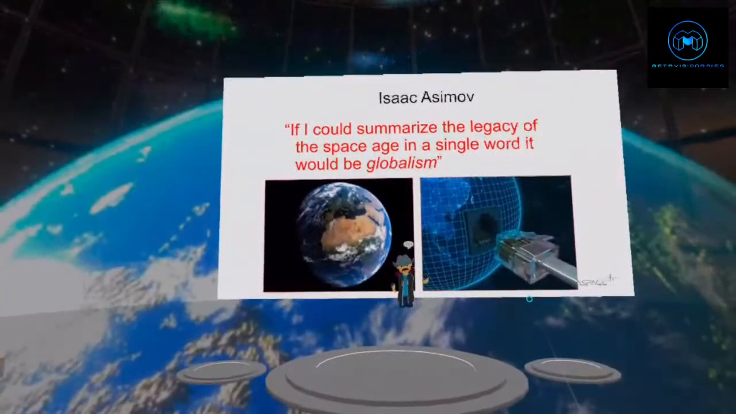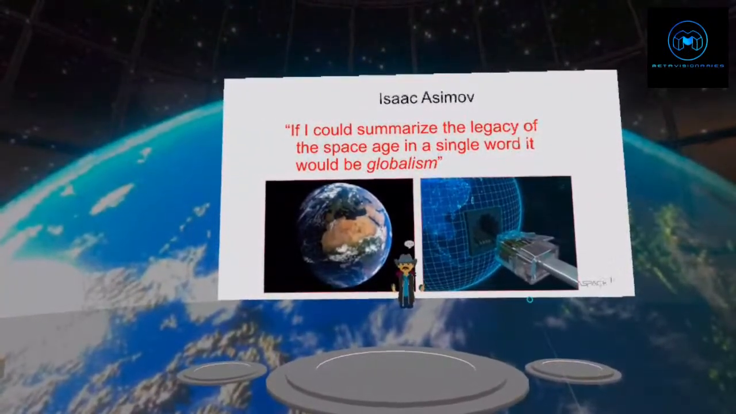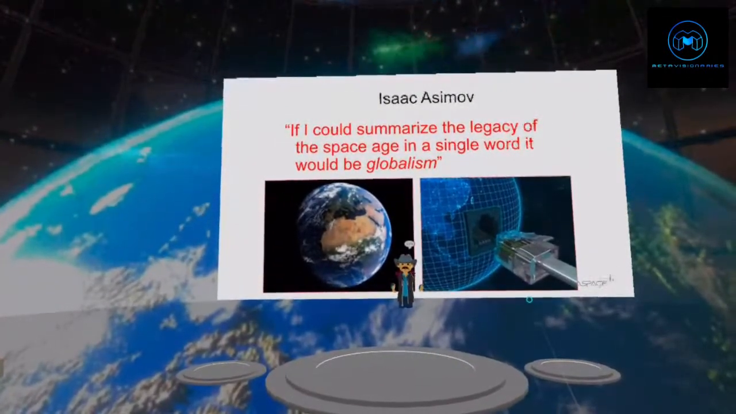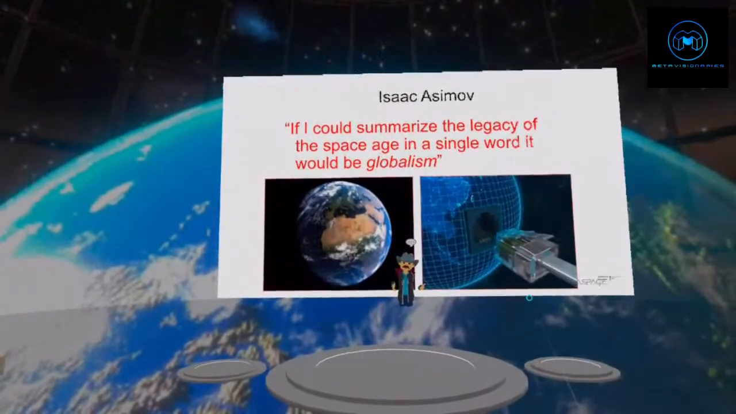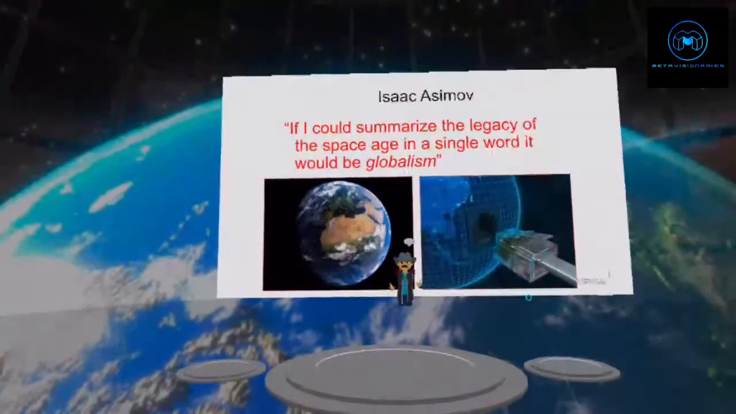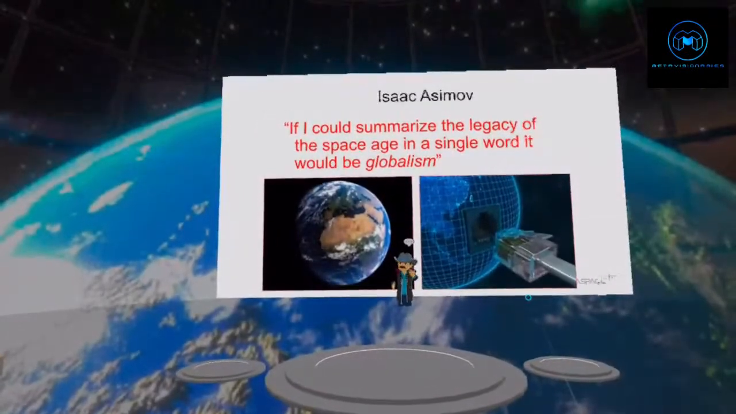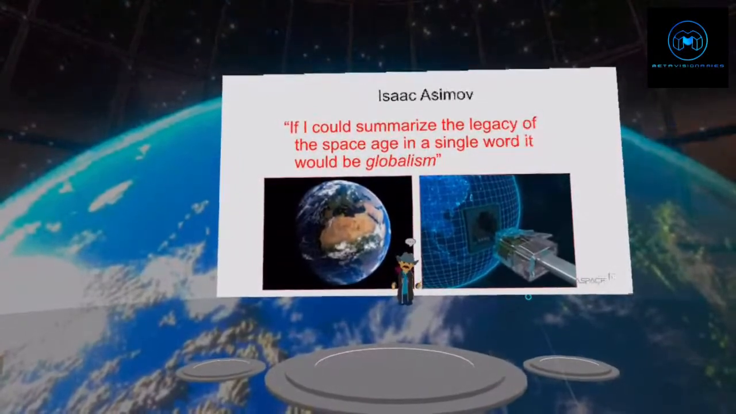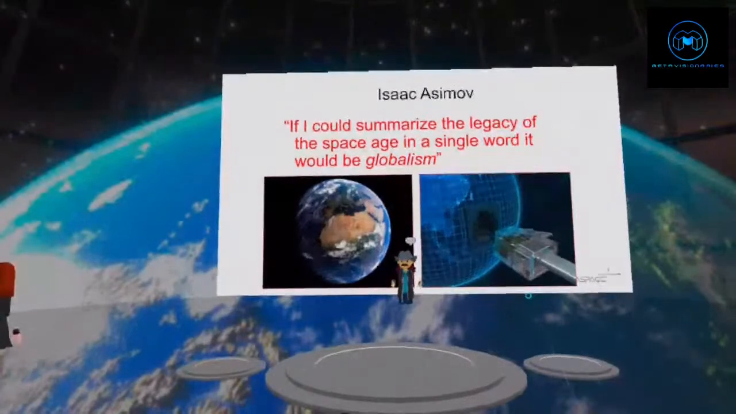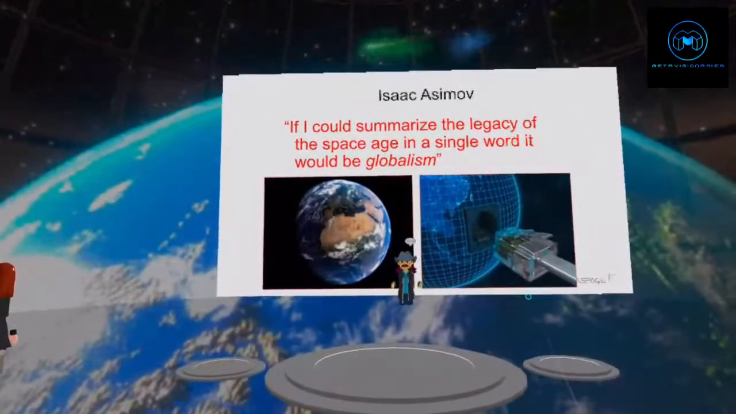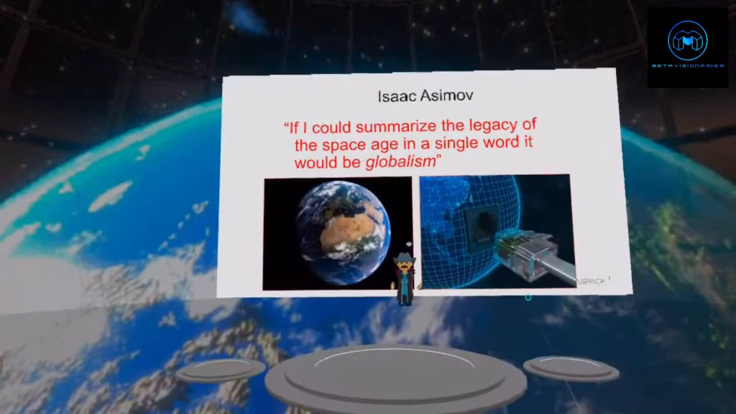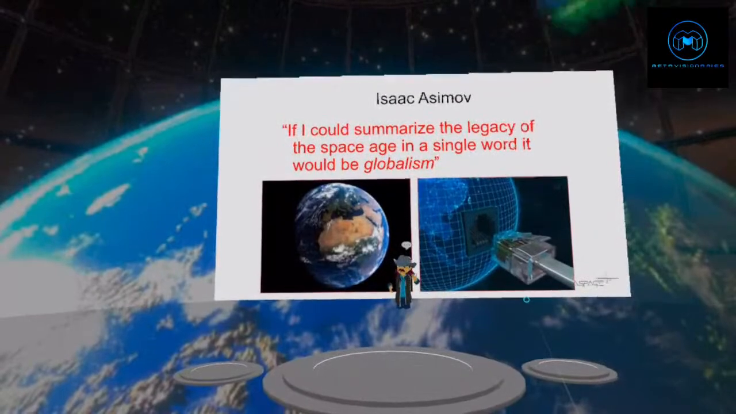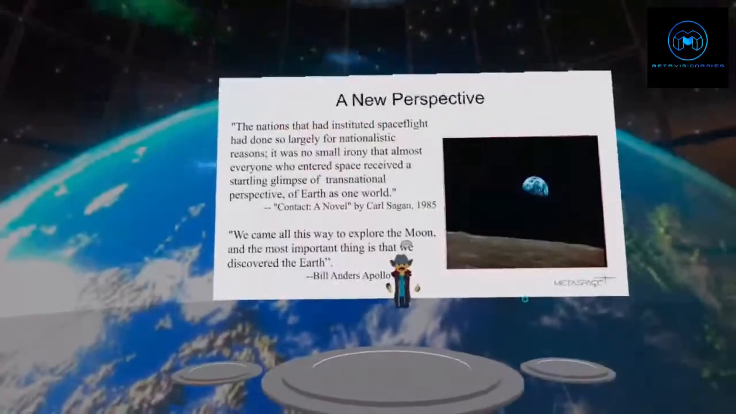So, just to try to set the stage a little bit, Isaac Asimov, very famous science fiction writer and one of my favorites, said if he could summarize the legacy of our space age in a single word, it would be the word globalism. And he didn't mean this in the way that we think of it today, like containers at sea bringing blue jeans from Asia to North America.